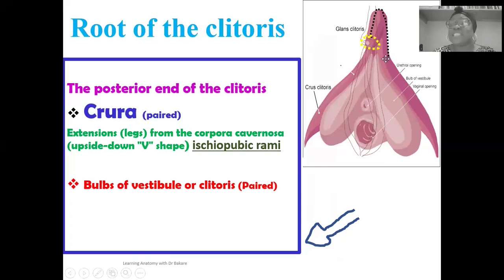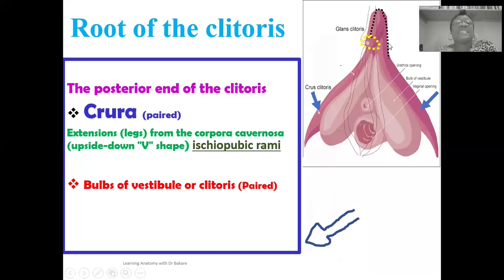This is an extension from the two corpora cavernosa seen around the region of the body or the shaft of the clitoris. At this region, arrowed in blue, we have one crus of the clitoris, and at the other region, also arrowed in blue, we have the second crus. So these two cura of the clitoris are an extension from the corpora cavernosa seen around the body or shaft region.